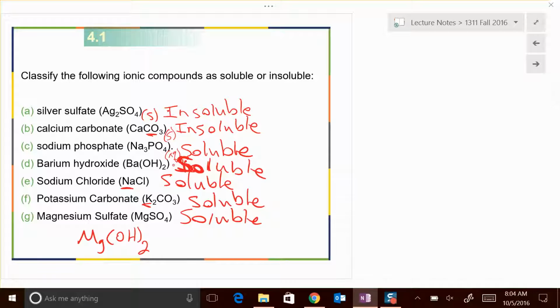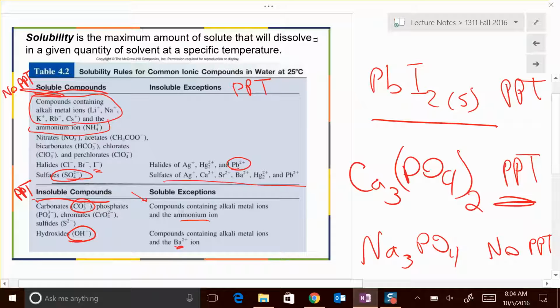So we were using a chart to do that. This one, we're looking at these things being soluble. These alkali metals are always soluble. Ammonium is always soluble. Nitrates are always soluble. Acetates, bicarbonates, chlorates, perchlorates, those are always soluble. So these are the soluble compounds.